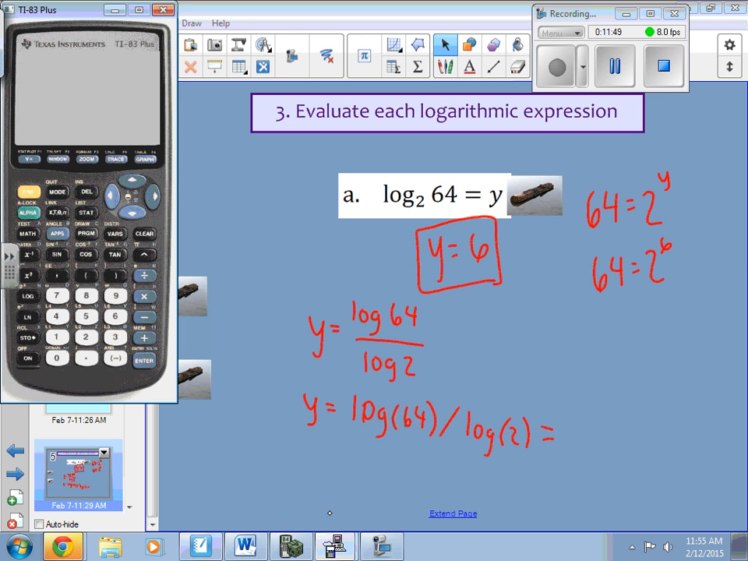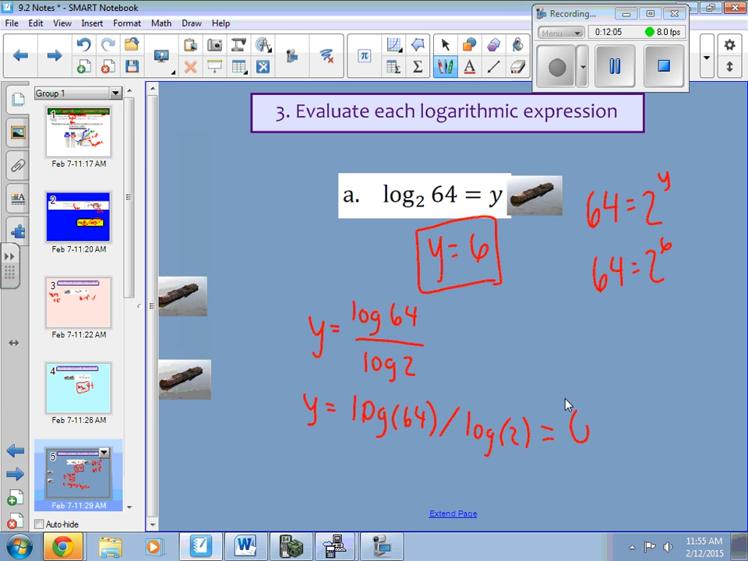Well, let's just do it on here one time. So if you type this one in, log 64, close the parentheses up, divided by log 2, it gives us the same answer of 6. So that's kind of a workaround you can do if you do not have the one that lets you type in the base. Let's try a few more of those.